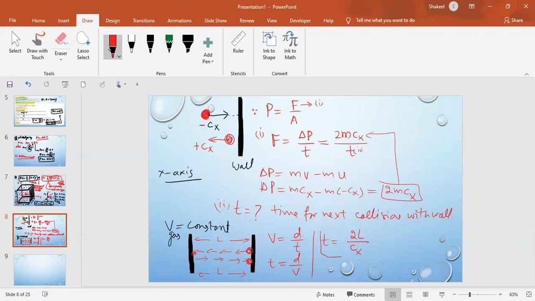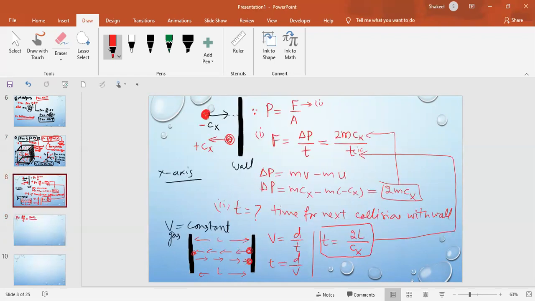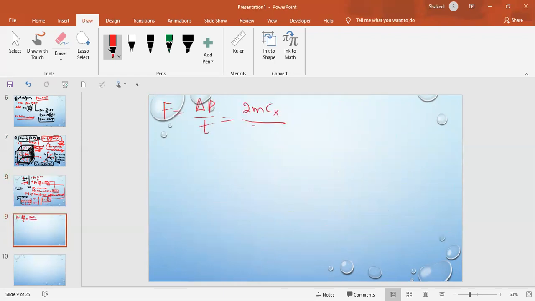So we will be replacing this value of t over here to get the new force value. Change in momentum is 2mcx and the time value is 2L over cx. The 2 goes away and cx moves upward. So it is 2mcx square over L. This is your force expression.